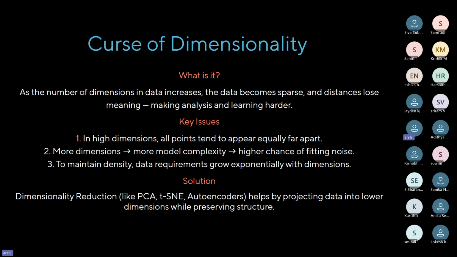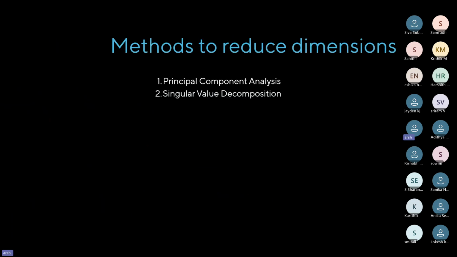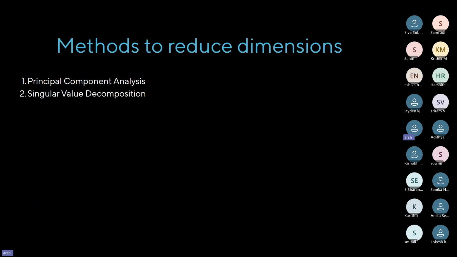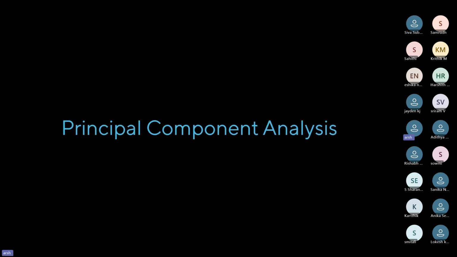So there are a lot of dimensionality reduction techniques that we can apply, like PCA, t-SNE, autoencoders, SVD, and these techniques help us by projecting the data into lower dimensions while preserving local or global structure depending on the technique. The two methods that we're going to be discussing in detail today are principal component analysis and singular value decomposition. I'm going to be talking about principal component analysis, while Sahiti is going to be covering SVD.